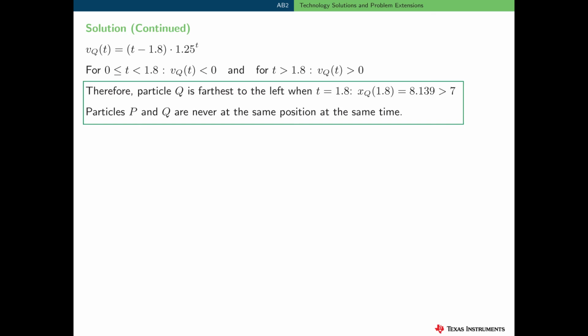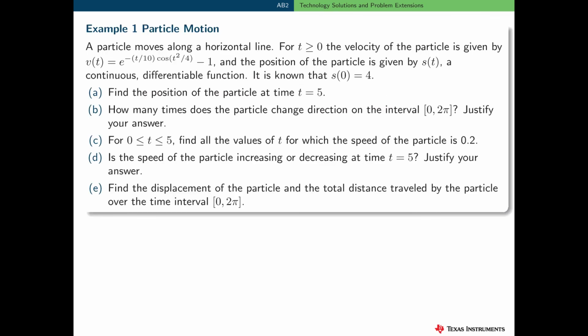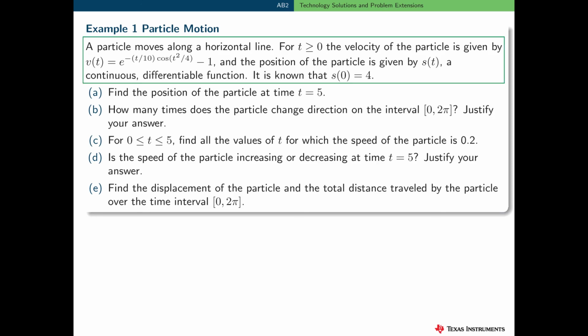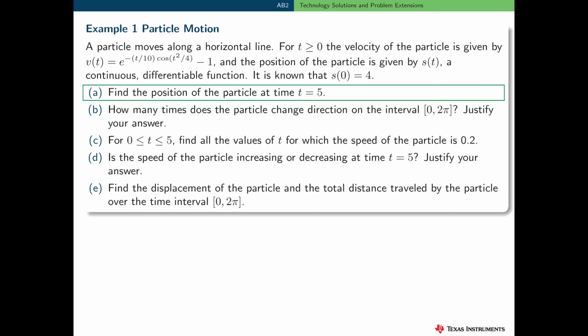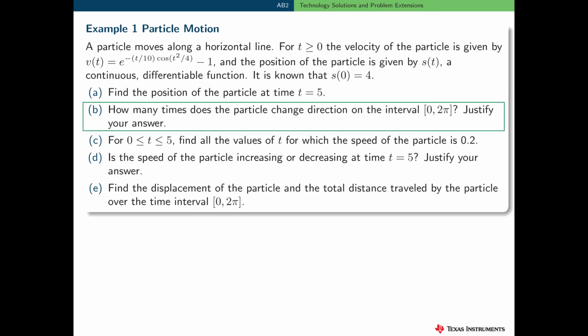Cool problem. And I encourage you to try to solve this problem in a couple of other ways. And here's one more typical calculator-active AP Calculus type question. A particle is moving along a horizontal line with velocity function given, and we know the initial position of the particle. First, find the position of the particle at time t equals 5. And then determine the number of times the particle changes direction on the interval 0 to 2 pi.